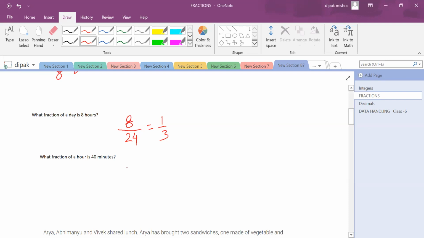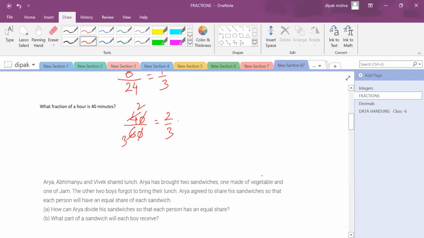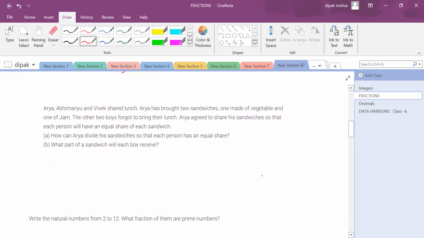Similarly, the next question is what fraction of an hour is 40 minutes? So we can say an hour is 60 minutes long, right? Of which I have to find 40 minutes as a fraction of 60 minutes. So 40 out of 60, the 0 and 0 get cancelled. So it will be 2 times 2 and 2 times 3. So it will be 2 out of 3 is your value. So what fraction of an hour is 40 minutes? The answer is 2 over 3.